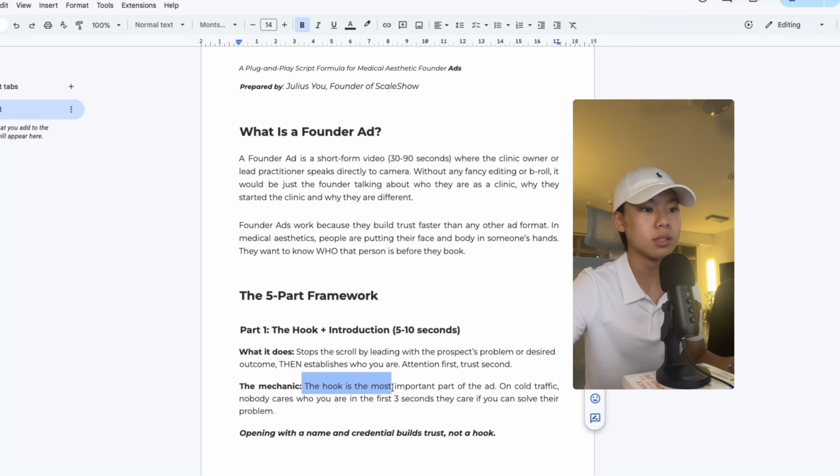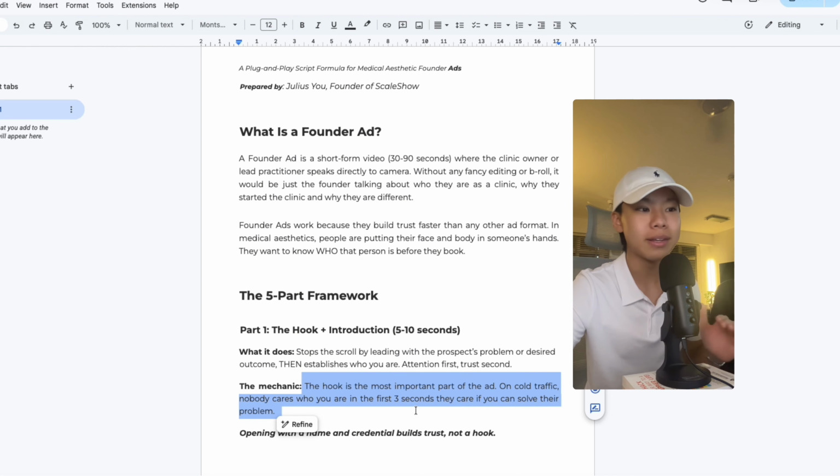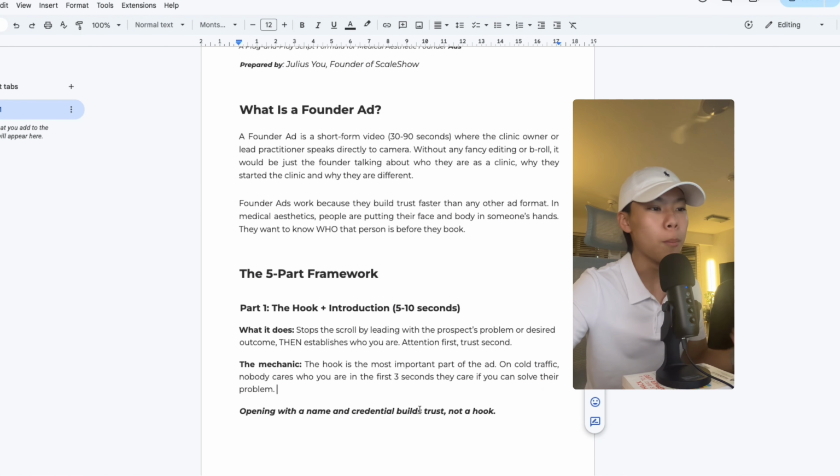The hook is the most important part of the ad. On cold traffic, nobody cares, right? Nobody cares who you are in the first 3 seconds of the video. They only care if you can solve their problems or not. Opening with a name and a credential builds trust, but it's not a hook. So you don't really want to put your name and credential first thing into your founder ads.